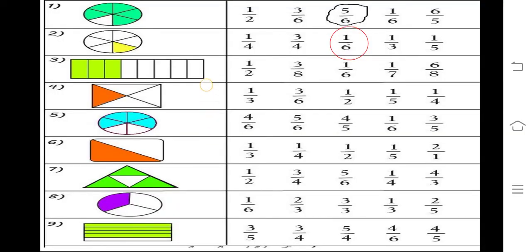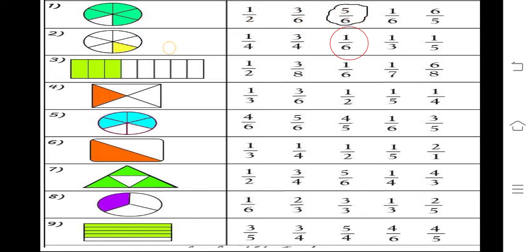This is an activity, children. See this first figure. This first figure is divided into 6 equal parts. 1, 2, 3, 4, 5, 6. Out of 6 equal parts, 5 parts are colored. So the correct answer is 5/6. Again I am saying, this is divided into 6 parts, so 6 you have to write down, and how many parts are colored here? 5 parts are colored. So 5 out of 6.